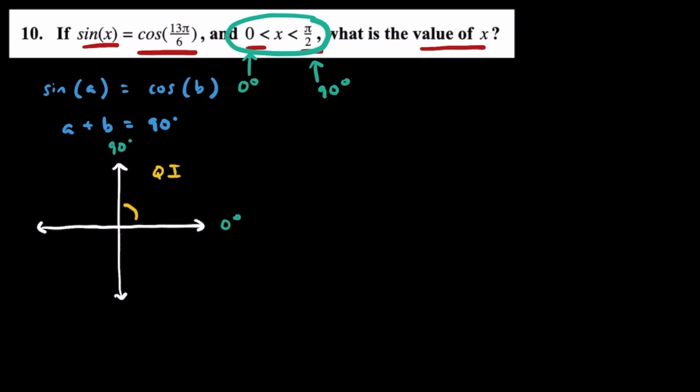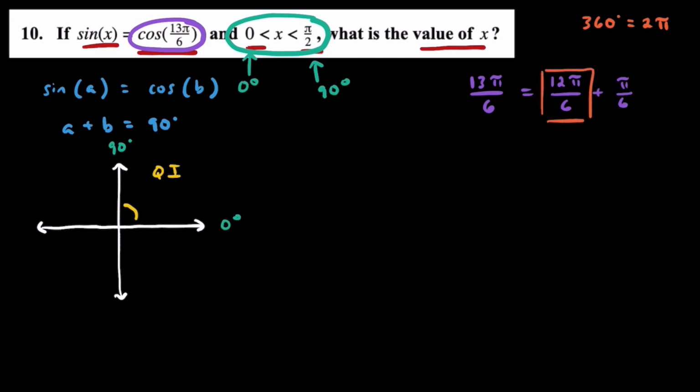Now, while we can't really work with the sine of x right now, we can work with this cosine of 13 pi over 6. So let's just try to understand what 13 pi over 6 is to begin with. Well, for starters, we know that 360 degrees is equivalent to 2 pi. Now I'm going to take this 13 pi over 6 and break it down into two smaller pieces. I'm going to break it into 12 pi over 6 plus a single pi over 6. And the reason why I'm doing that is just to illustrate to you that this 12 pi over 6 right here is the same thing as 2 pi.